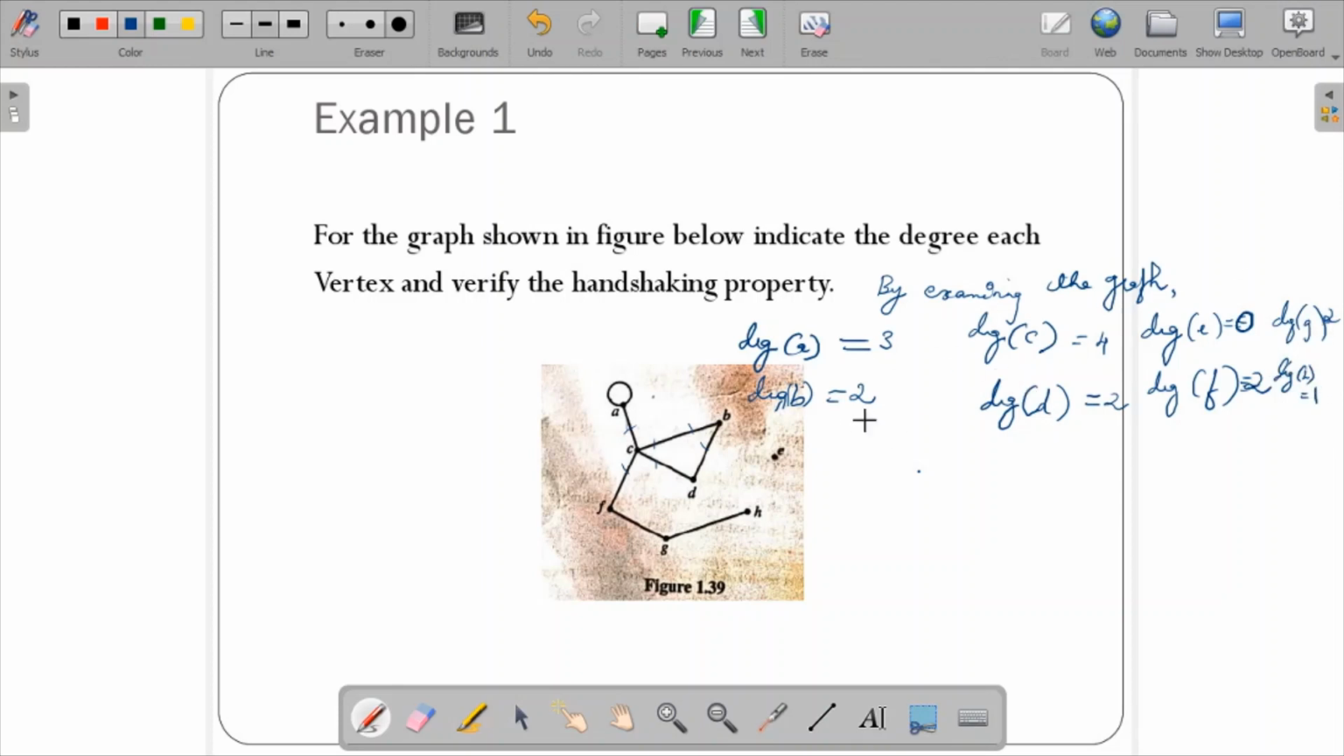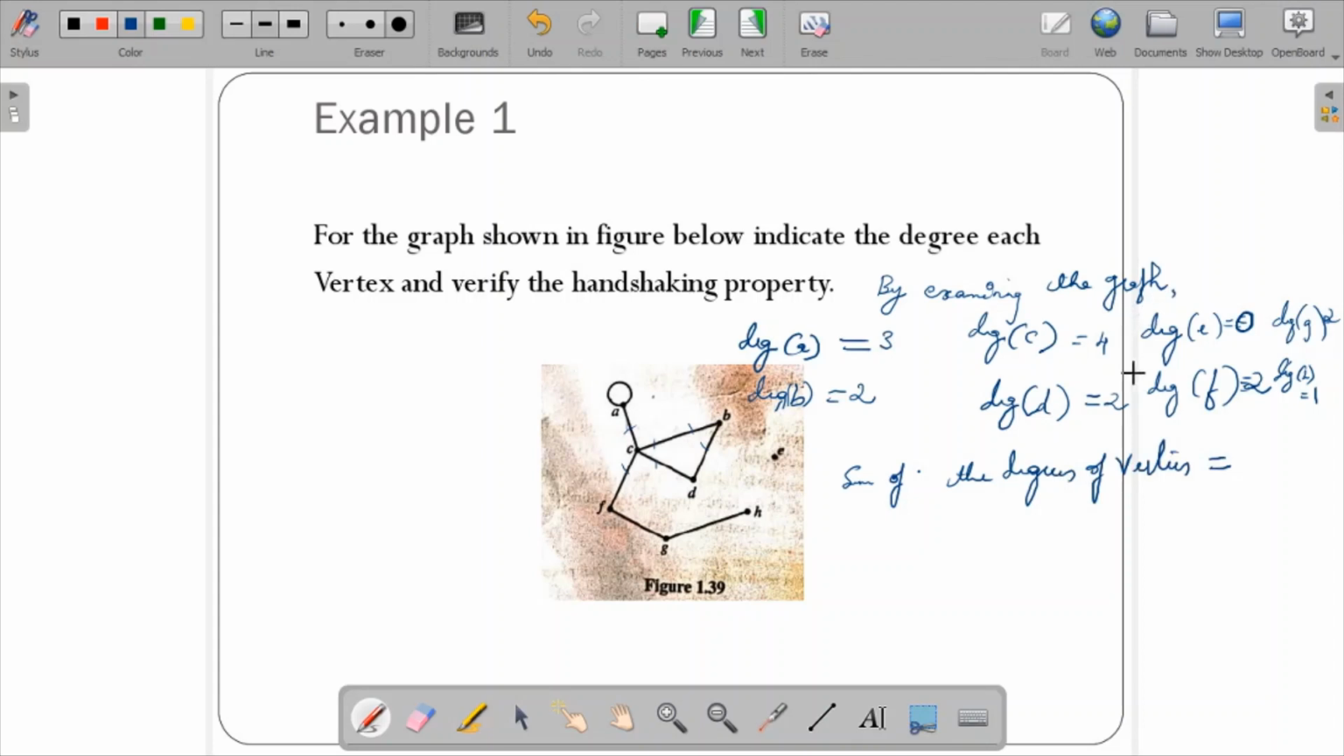So these are the degrees, which we got by examining the graph. Now we need to observe the sum of these degrees, because first they told us to indicate the degree of each vertex, and now they are telling us to verify whether the handshaking property holds. So we need to check first the sum of the degrees. So let us find the sum of the degrees of vertices, by adding all these degrees.